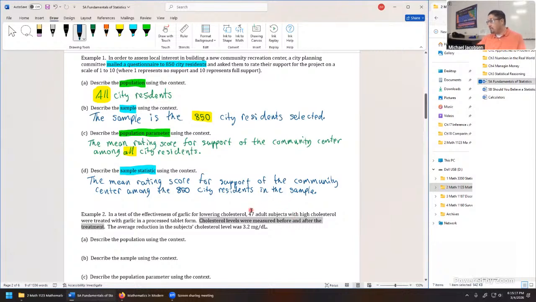So before the study was even conducted, they knew their cholesterol level on average. Then they had these 47 adult subjects take the pressed garlic tablet for, let's say, a period of time, probably 8 weeks or maybe slightly longer. They measured the cholesterol level again, and they found it went down. There's an average reduction of that amount. So that's the context so far.